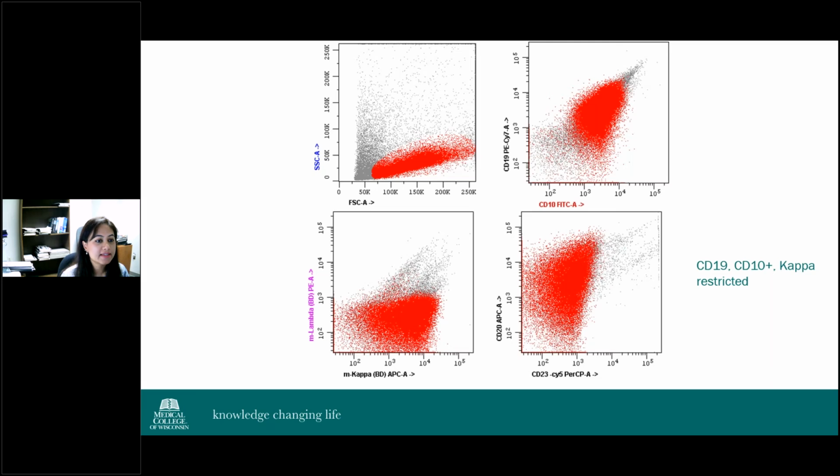We have a population which is right over here, as you can see, on the forward scatter versus the side scatter gate. Forward scatter means that the size of the cells is larger, while the side scatter usually refers to the internal complexity of the cell. So the larger the cell, the higher it would be on the forward scatter, and that is what we have here. And then we have these large cells which are positive for CD10 and CD19. They are positive for CD20 and are also kappa restricted.